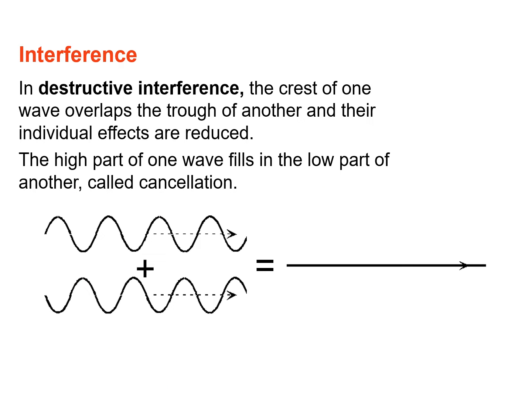On the other hand, if a crest and a trough of two different waves overlap, they can destroy each other. This is called destructive interference. The high part of one wave fills in the low part of another, resulting in a cancellation of the waves.